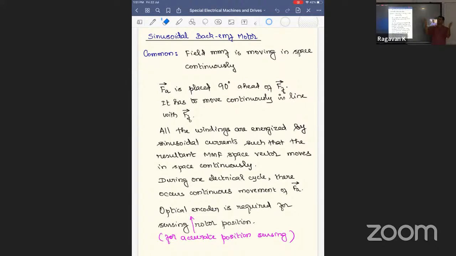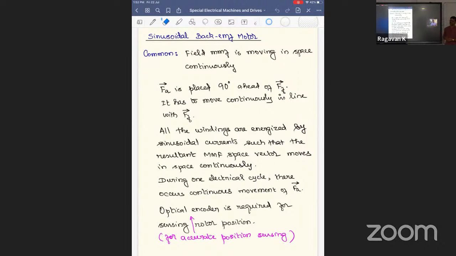Now, we wish to have 90 degrees. If it is 90 degrees, then sine 90 is maximum, so the instantaneous waveform is going to be constant. If this is continuously moving, then we are looking for a magnetic field which is also continuously moving. So if this is 90 degrees, when this advances by 5 degrees, this also advances by 5 degrees. If this advances by 1 degree, this too. So all the time, if you can maintain 90 degrees, then the torque is going to be constant with time. So you can see that FA is placed 90 degrees ahead of FF, and it has to move continuously in line with the field MMF movement.